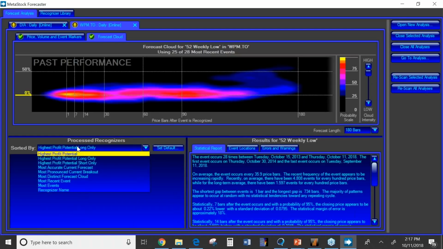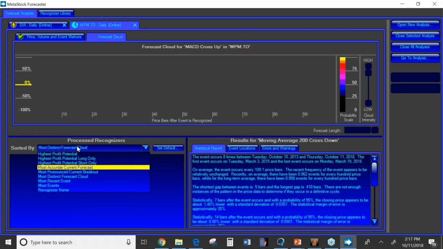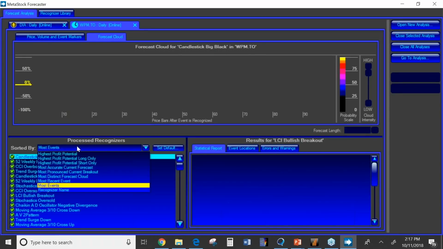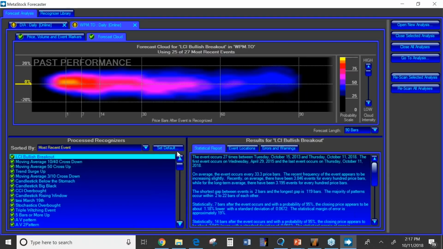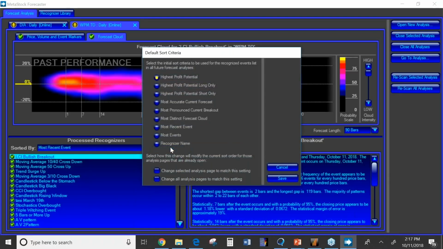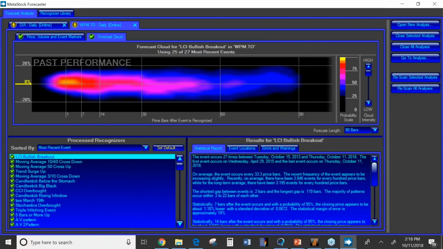Let me change this over to most recent events. I'm going to set that as my default as well, so that I don't have to keep changing it if we look at anything else. So let me do this on most recent events. I'm going to set that as the default way of looking at things. Save. So we did just have an LCI bullish breakout, but this doesn't look good to me.